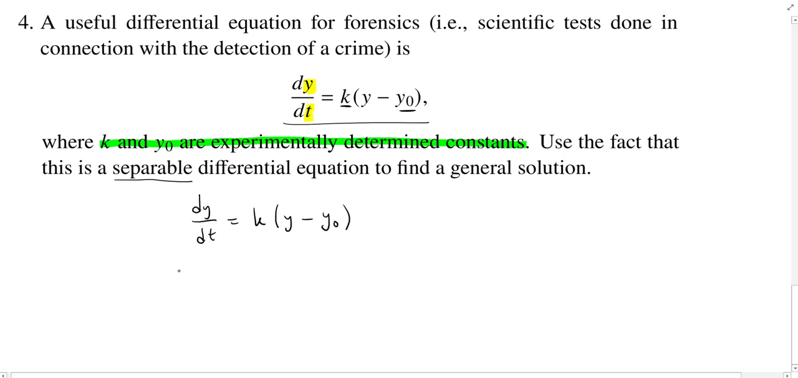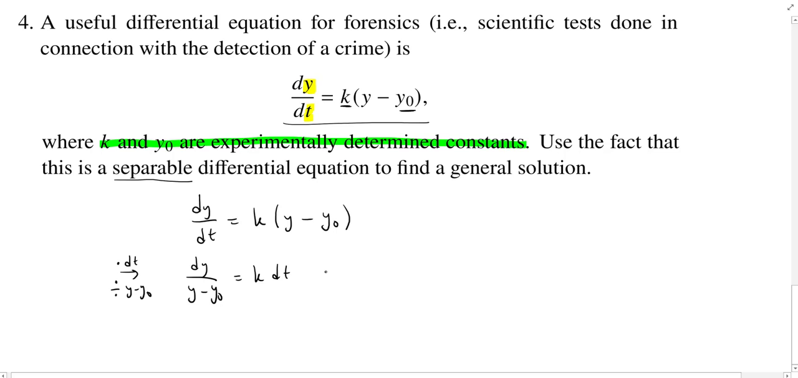So how about we multiply both sides by dt, so that'll move it to the right, and we can divide by y minus y naught. I can't divide by just y because there's this difference here. But I can divide by this entire difference because it's multiplied by the k. So I'll divide by y minus y naught. So when I do that, I'll get dy divided by y minus y naught equals k times dt.